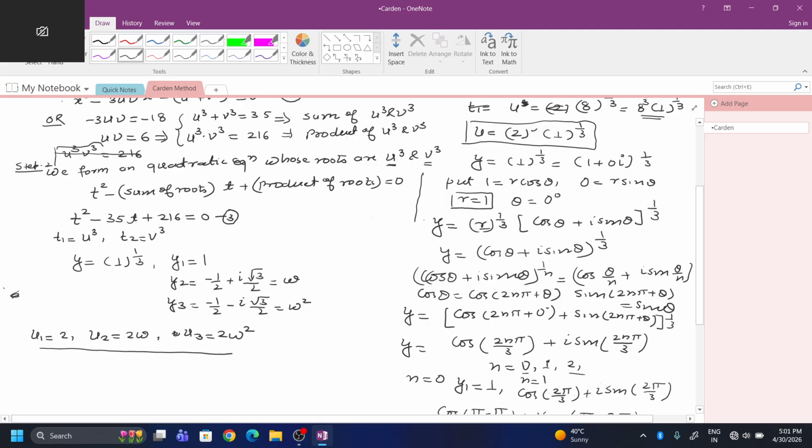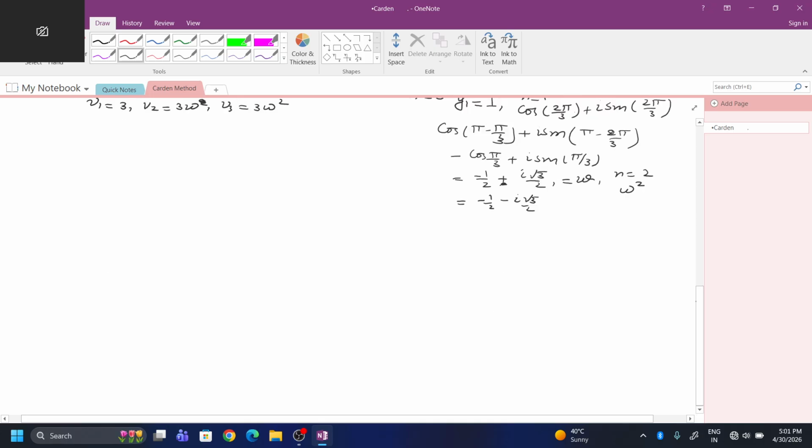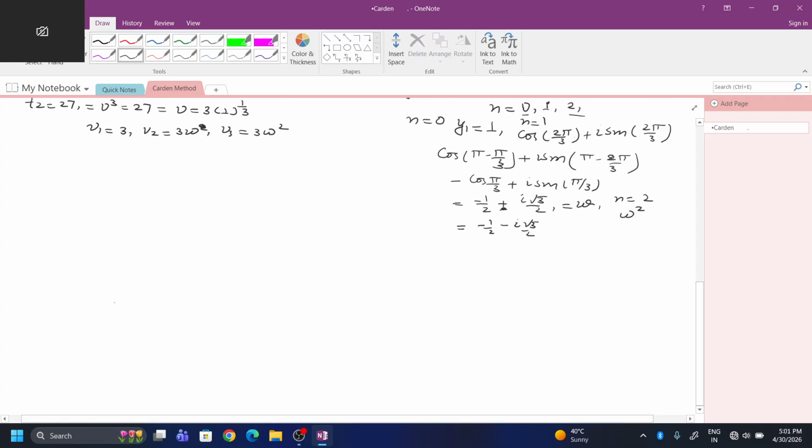Similarly, what is the connection for v? We have v cubed equal to 27, that is v equal to 3 times 1 to the power 1 by 3, and again 1 to the power 1 by 3 is attached here. So v1 is 3, v2 is 3 omega, and v3 is 3 omega square. So by this technique, we can find the roots.